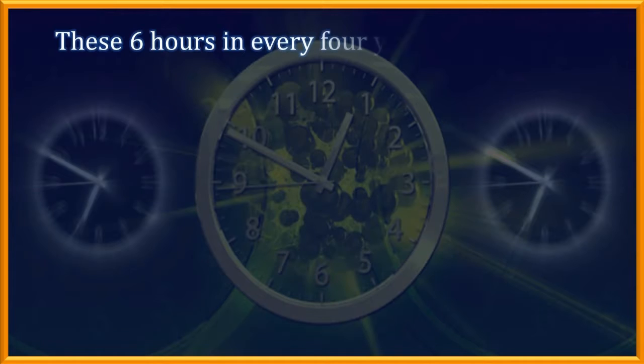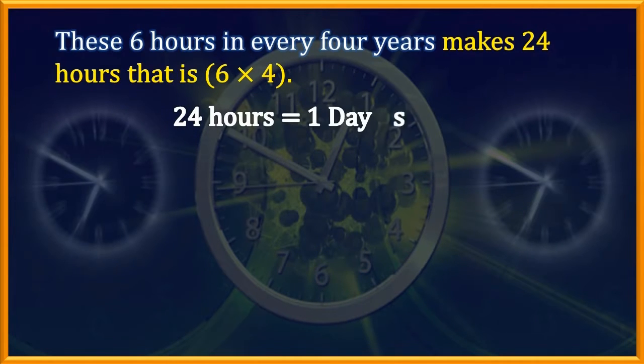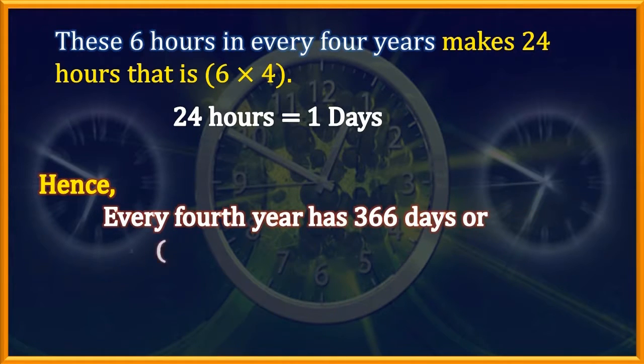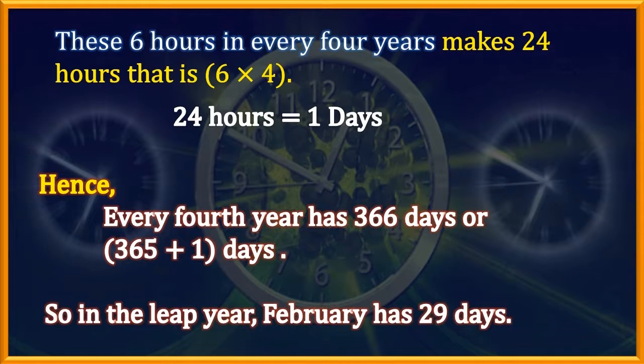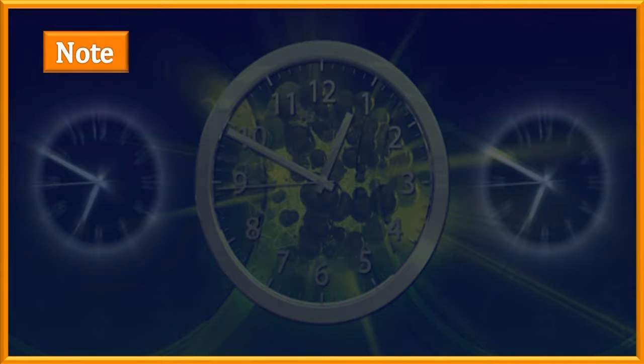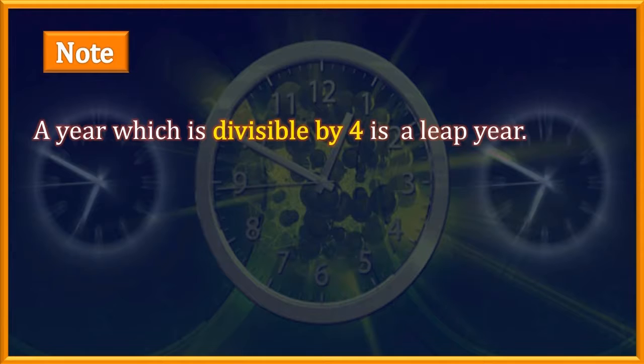These 6 hours in every 4 years makes 24 hours, that is 6 into 4. Hence, every 4th year has 366 days or 365 plus 1 days. So, in the leap year, February has 29 days. Note, a year which is divisible by 4 is a leap year.